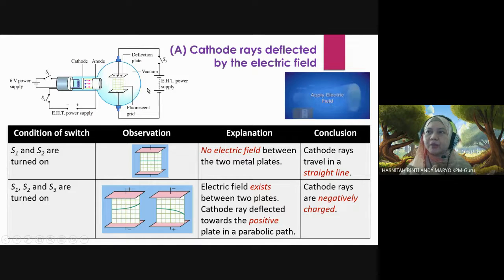Before that, when you switch on S3, an electric field exists between these two plates. So when cathode ray passes through the field, it will be attracted to the positive plate terminal. Very simple to understand, right? So here we have proved cathode ray are negatively charged and will be deflected to the positive terminal when placed in an electric field. Are you clear with this, students? That was activity A, to discover the deflection of cathode ray in the electric field.